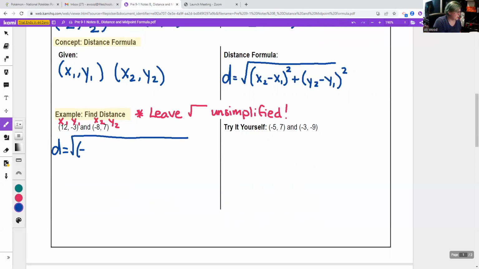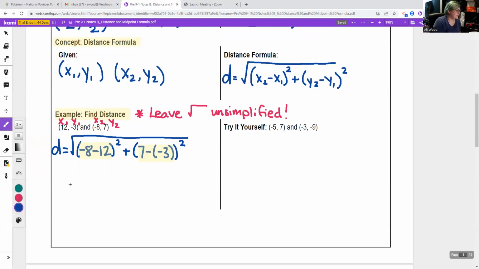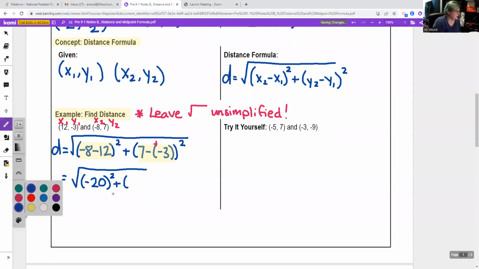All right, x2. So we have negative 8 minus x1 is 12 squared, plus y2 is 7 minus negative 3 squared. Now, what I'm going to do is I'm going to simplify inside the parentheses first. So negative 8 minus 12. So that's going to be negative 20 squared, plus 7 minus a negative 3. The minus a negative becomes plus. So that's going to be 10 squared.